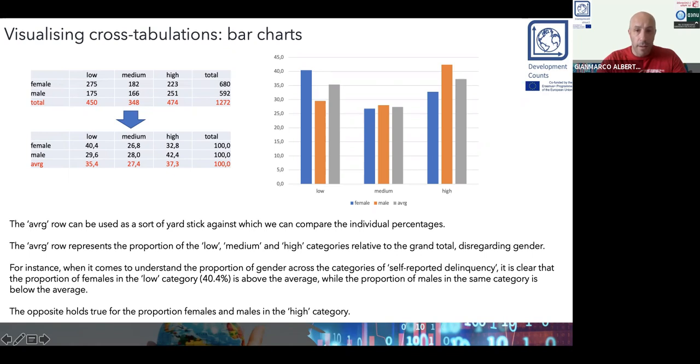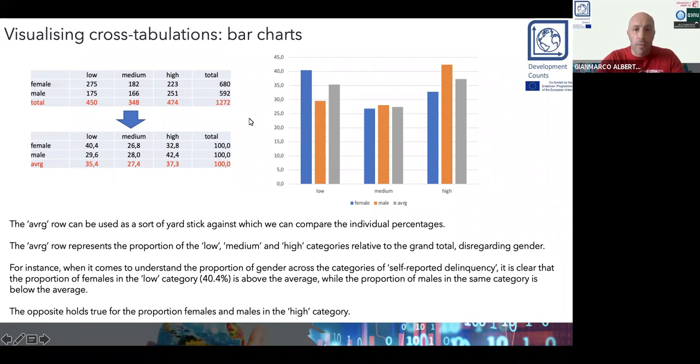And it's easy this way to see a pattern, let's say, of association between gender and level of self-reported delinquency. It's easy to see that in the low level of self-reported delinquency category, there is a larger proportion of females, almost 41%, compared to males. And we can also see that the proportion of females in the low category of self-reported delinquency is larger than the average proportion, which is indicated by the gray bar.